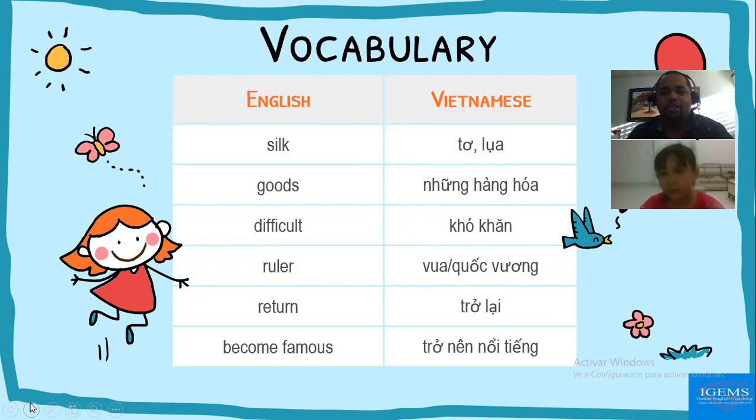So the first vocabulary I have for you here is silk. Do you know what is silk? Yes, like in my clothes. That is correct. So then we also have goods. Do you know what is goods? Yes, I think it has 2 meanings. The first meaning is very good, and the other, yeah, that is correct. The first, I have many goods in my home.